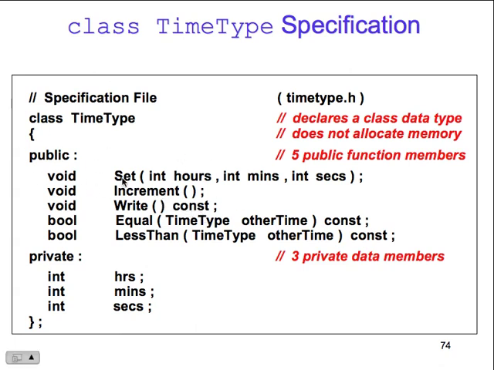Void increment, void set, because we're not using a default constructor here. Instead, we've created a method called set to set our times, and in the last lecture I showed you, we had it all public. Here we have a public and a private section, and we've put our private data last.